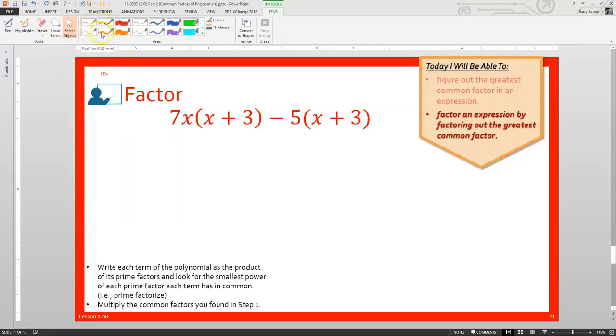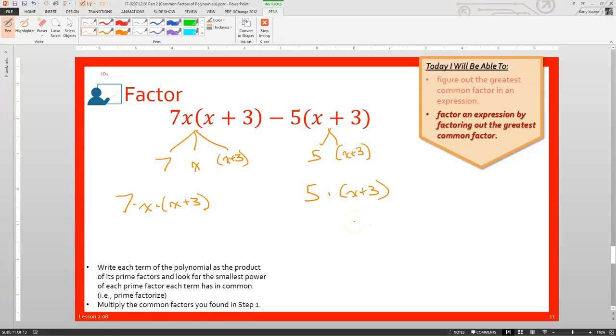We are still going to prime factorize. We are going to prime factorize this into 7 times x plus 3. And then we're going to factorize this into 5 and x plus 3. So let's write out our prime factors, which isn't going to look too different than what they already are. So we'll have 7 times x plus 3, and then 5 times x plus 3.